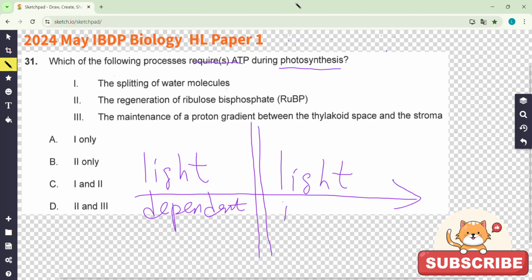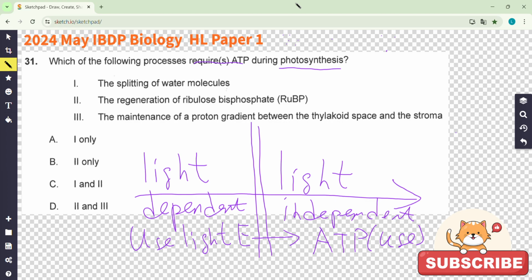This separation is very important because in the first part, light appears and we use the light energy. All the things that happen in the first part use light energy. Later on, we transform this light energy and ATP appears. We use the ATP to produce glucose in the second part. So you will find that the use of ATP is in the second part, the light independent processes.